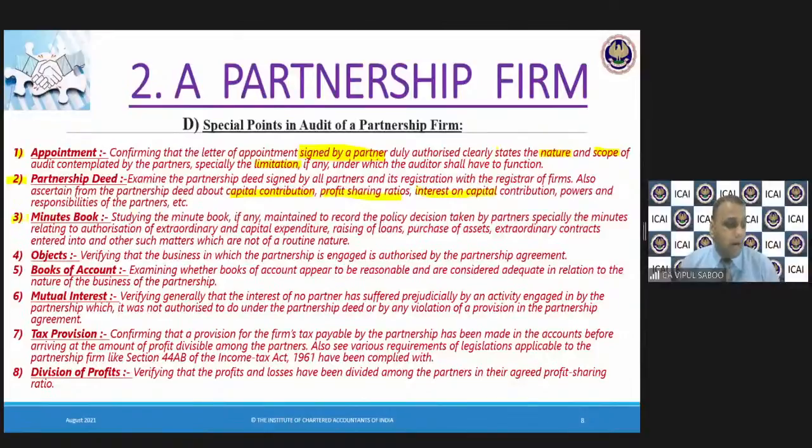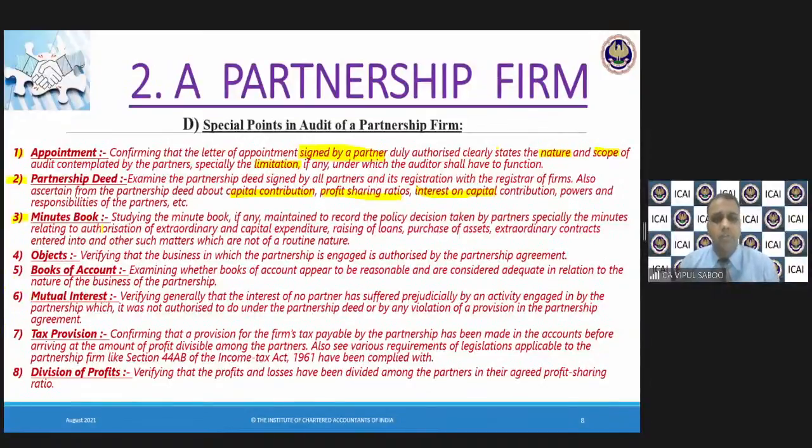Minutes book, if the partners... okay, the screen is not blurred. Would request Vinay, please either try some Zoom options or something.